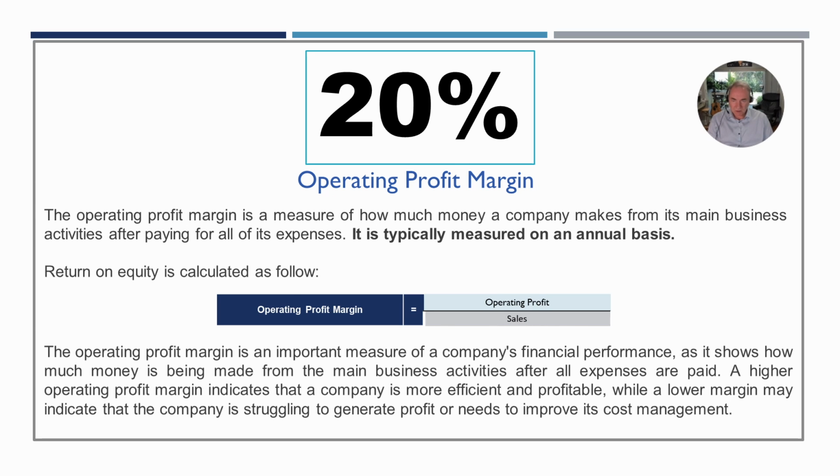So operating profit margin. The operating profit margin is a measure of how much money a company makes from its main business activities after paying for all of its expenses. It's typically measured over a year. So you would get that calculation by looking at the operating profit, before tax, divided by the sales, and that will give you a number, typically a percentage. And so your operating profit margin is something that you can monitor and compare with other companies. If you're looking to buy other companies or invest in other companies, it's an important number.